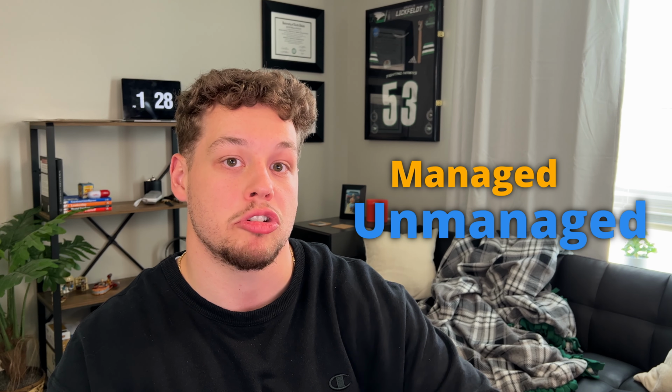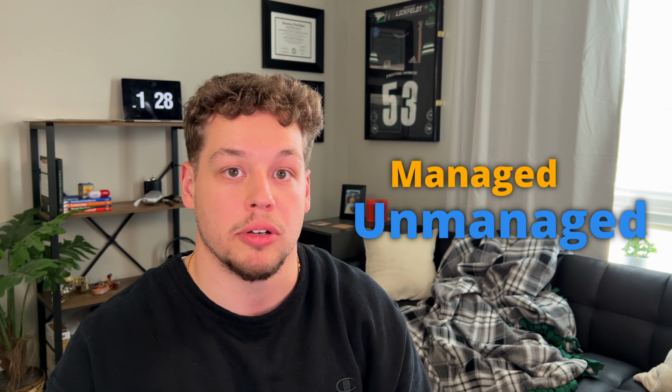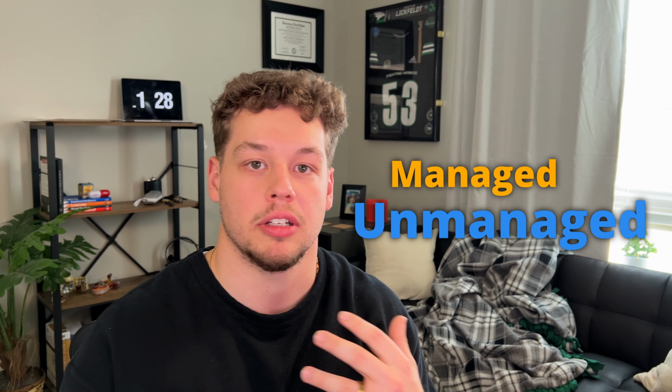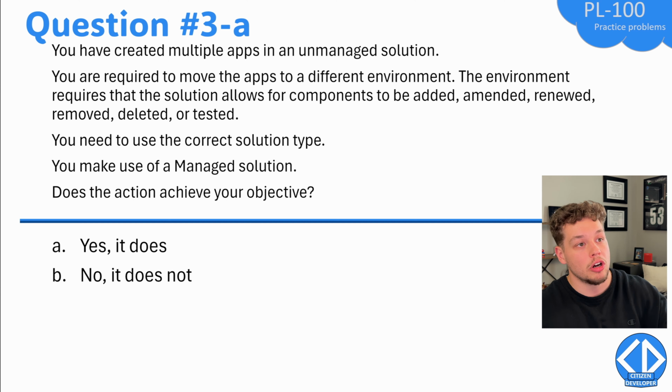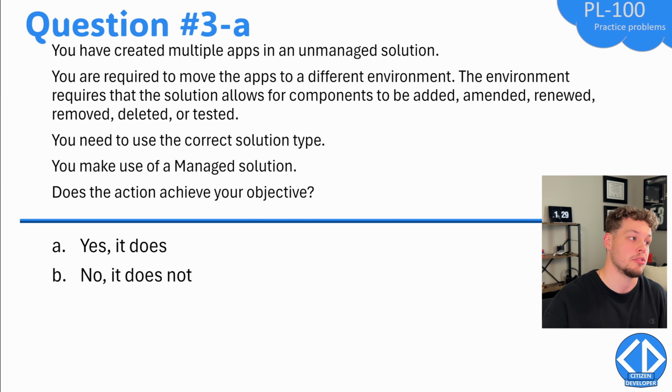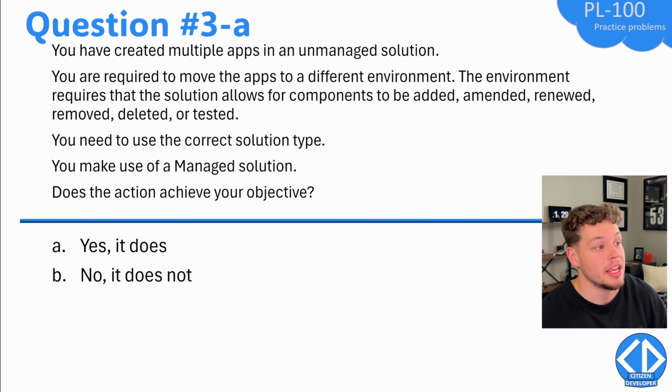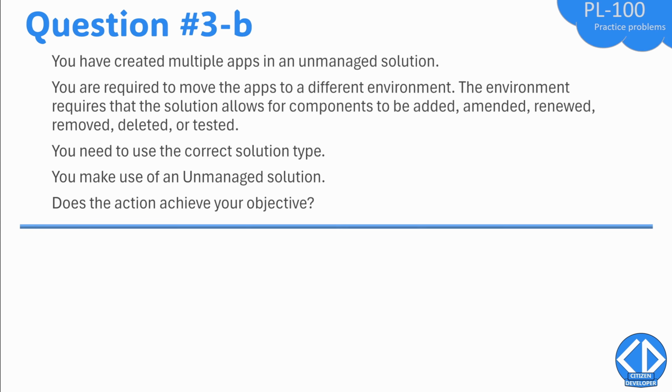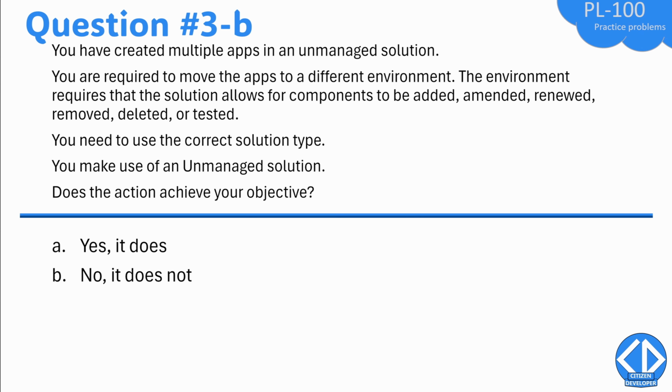Where an unmanaged solution is the opposite of that, where you can add components, you can edit the components that are in the solution, you can delete them, etc. So if we are looking to move components to an environment that in that new environment needed to be added, amended, renewed, etc., then we're going to be looking for an unmanaged solution. So in this question, making use of a managed solution does not achieve our objective. In question two here, you can see you need to make use of an unmanaged solution. This would achieve our objective. An unmanaged solution is going to allow us to do that, not a managed one.